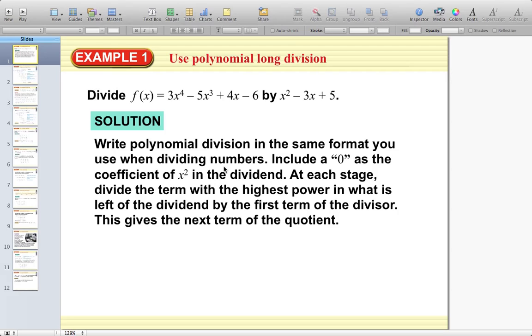Since we skip over from x to the 3rd to x, and we skip over x squared, we need to include that 0 there as the placeholder. At each stage, we're going to divide the term with the highest power in what is left of the dividend by the first term in the divisor. That will give us the next term in our quotient. So let's take a look at how this looks.